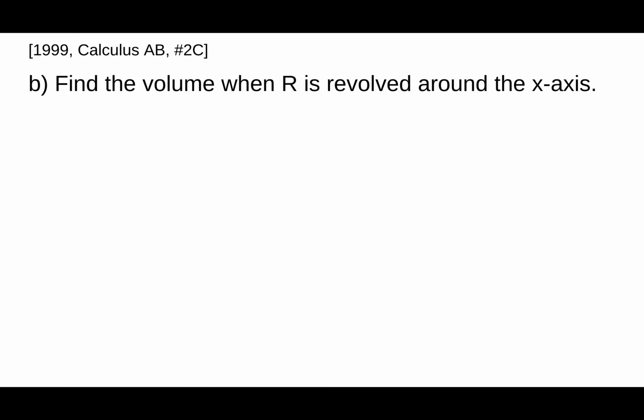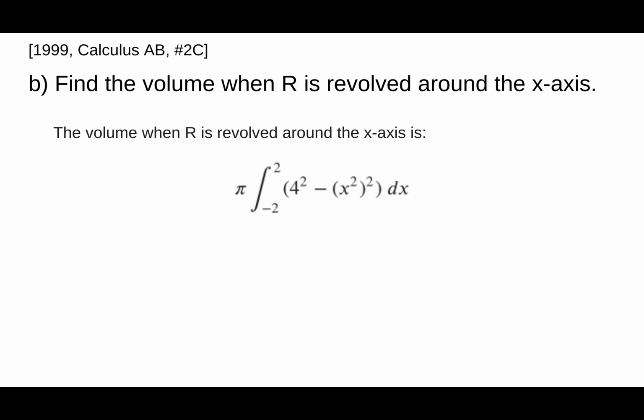In part B, we are asked to find the volume of the solid created when this region R is revolved around the x-axis. All right, now the volume when R is revolved around the x-axis is going to be pi times whatever the radiuses are going to be. So we have our outer function, which is the upper bound, that's y equals 4. That big radius is 4. Our small radius is the underneath function, the lower function, which is x squared.